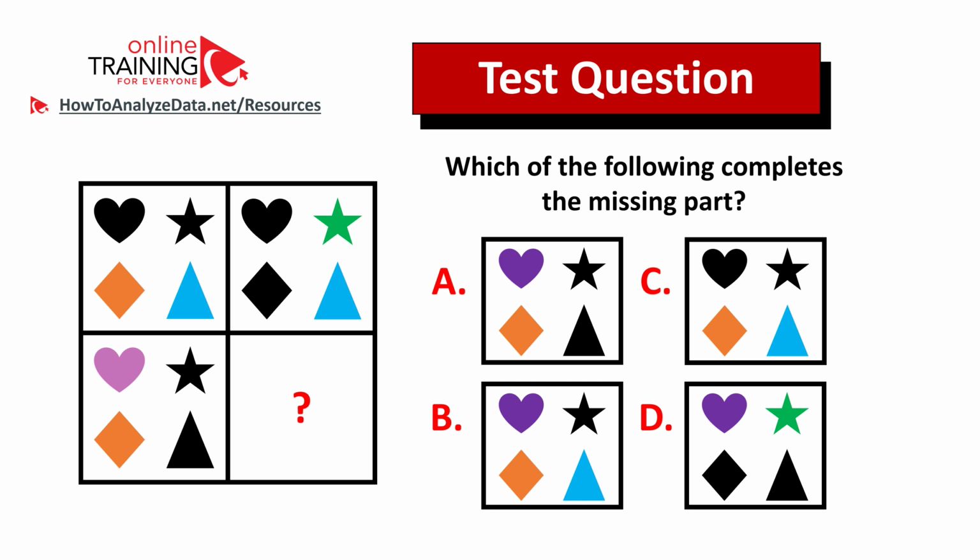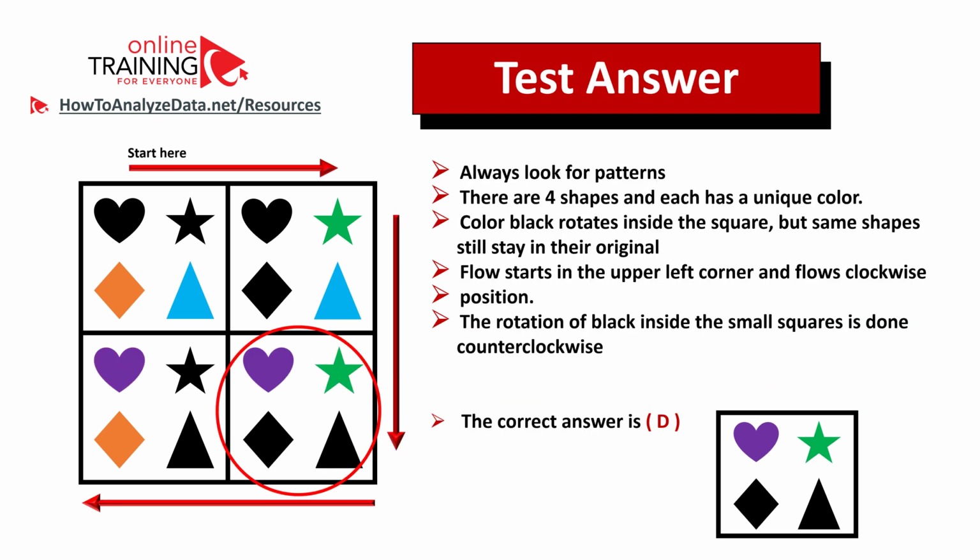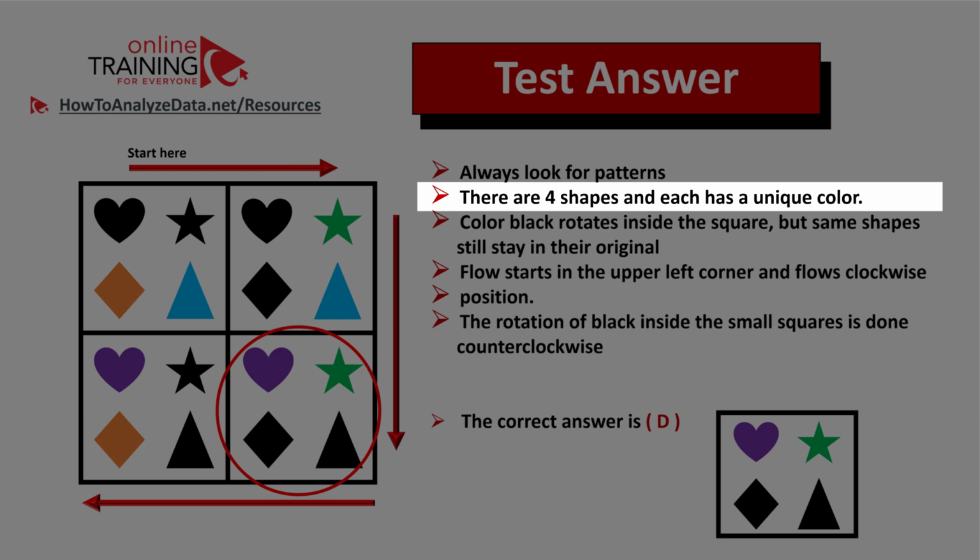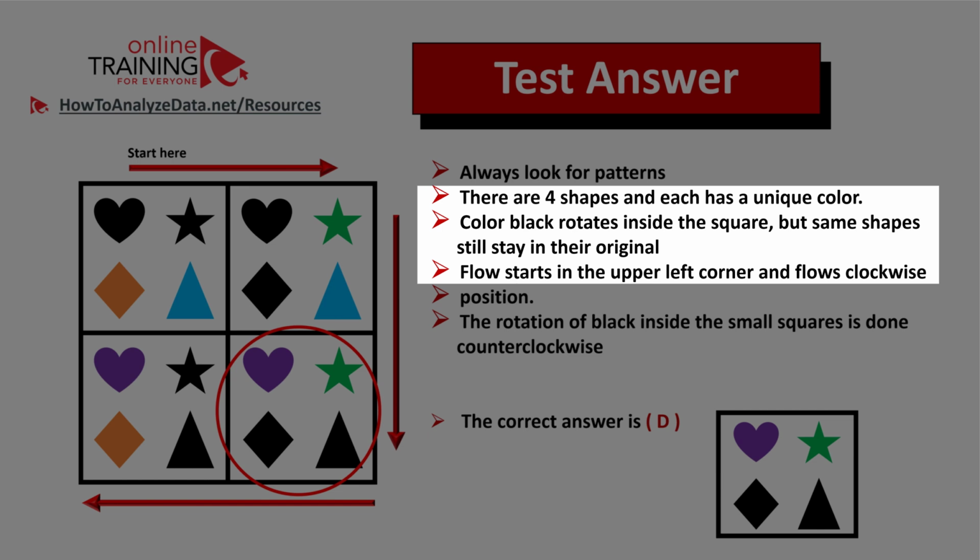Did you come up with the answer? Let's continue to see how we can solve this challenge together. Tricky question, isn't it? But as usual, all tricky questions always have answers. So take a look here. There are 4 shapes inside the square, and each shape has a unique color. Shapes stay in place. The only thing that changes is the black color for the shape. And what you can see is the pattern of the black colors inside the squares, and it rotates counterclockwise. So, as usual, always look for patterns. You see that the flow among the shapes starts in the upper left corner and the flow goes clockwise.